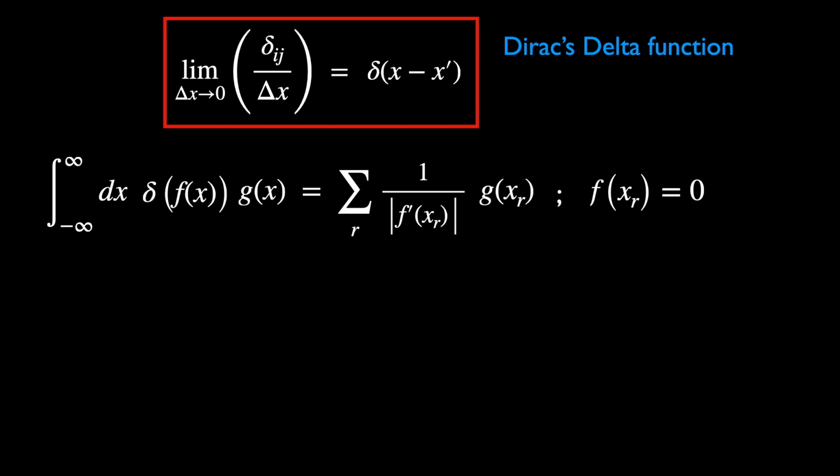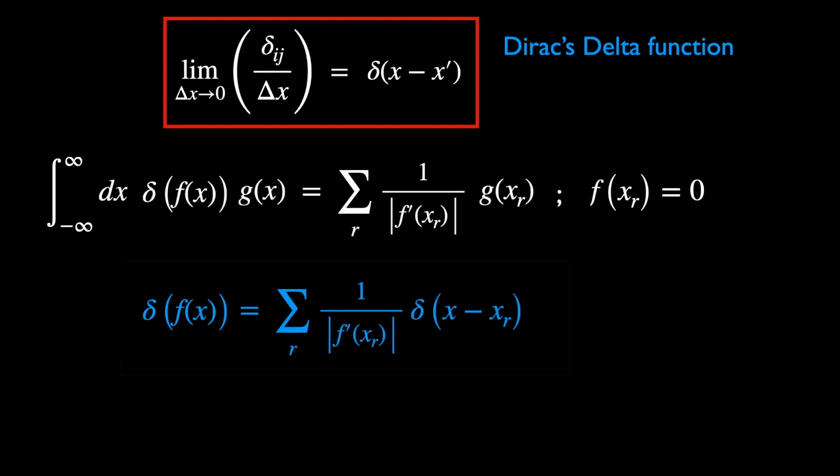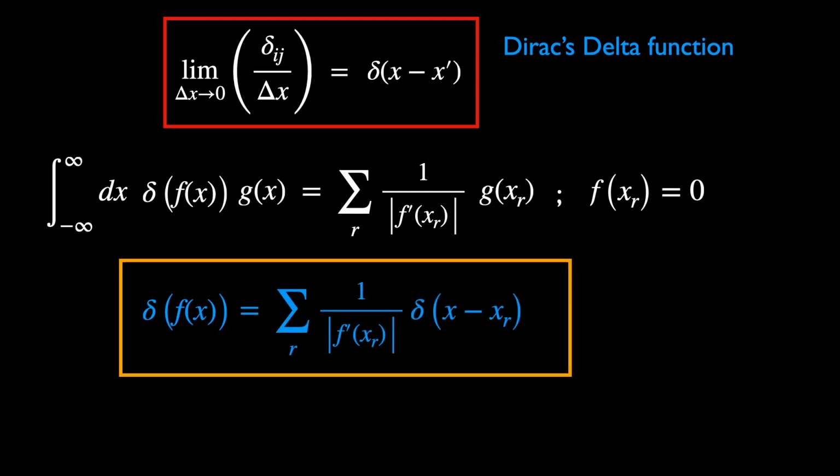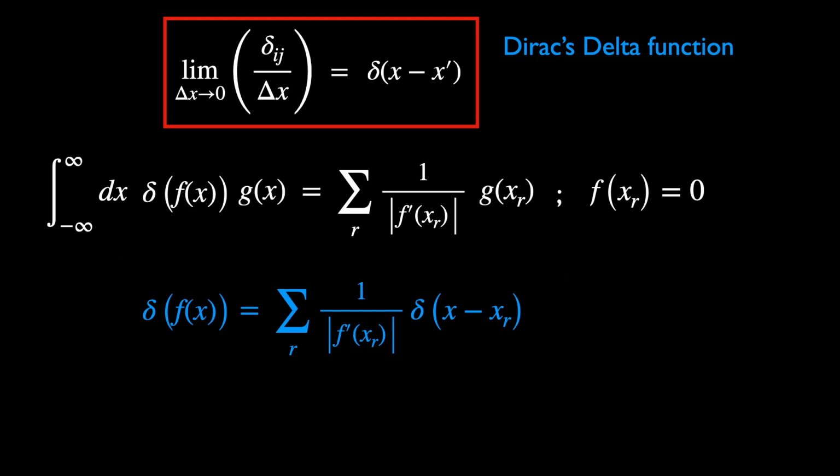From this equation, one can see that delta f(x) can be replaced by the following expression. This works because the delta function pulls out all the roots from under the integral over x and picks out the values of function g evaluated at these points. Take note of this identity as we shall use it often.